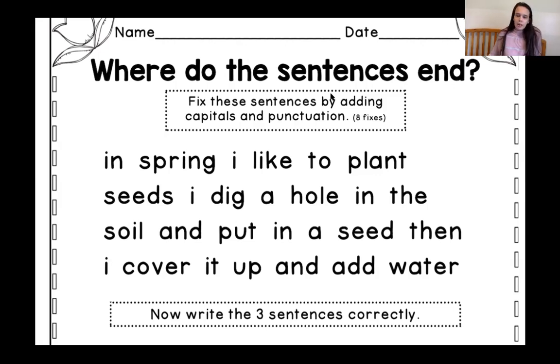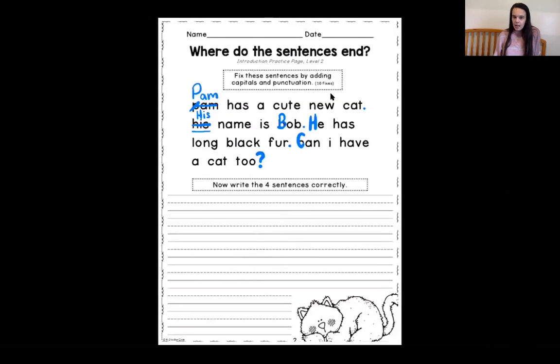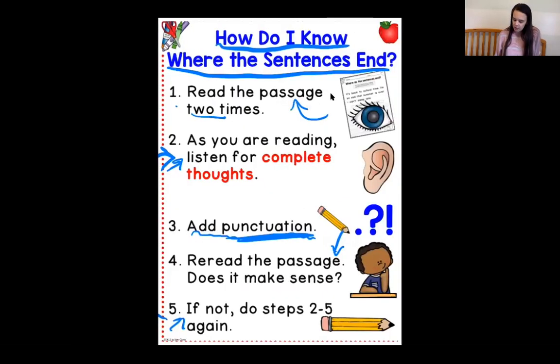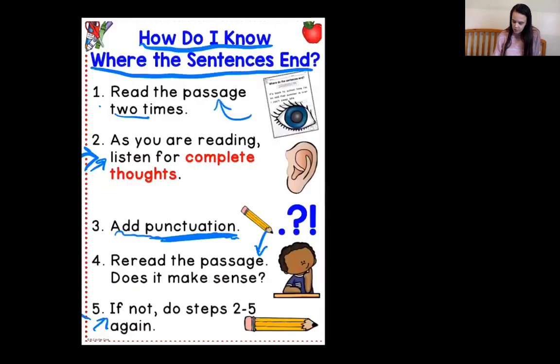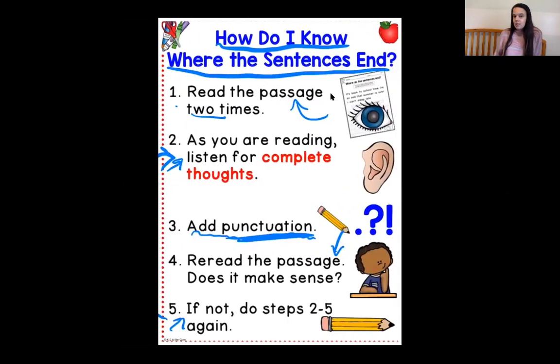So you're going to go in and fix those sentences, but you're not going to write them. You're going to type them, because I know you're on your computer watching my video right now, okay? I'm going to show you how to get there. I'm going to unmirror my iPad, but let's take one quick look at this one more time, okay? So friends, how do I know where the sentences end?